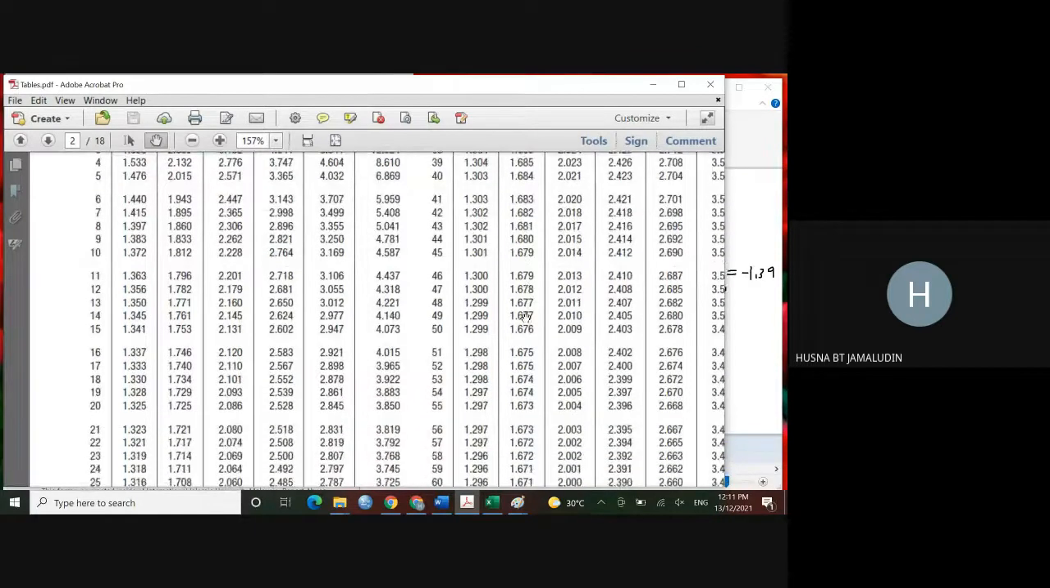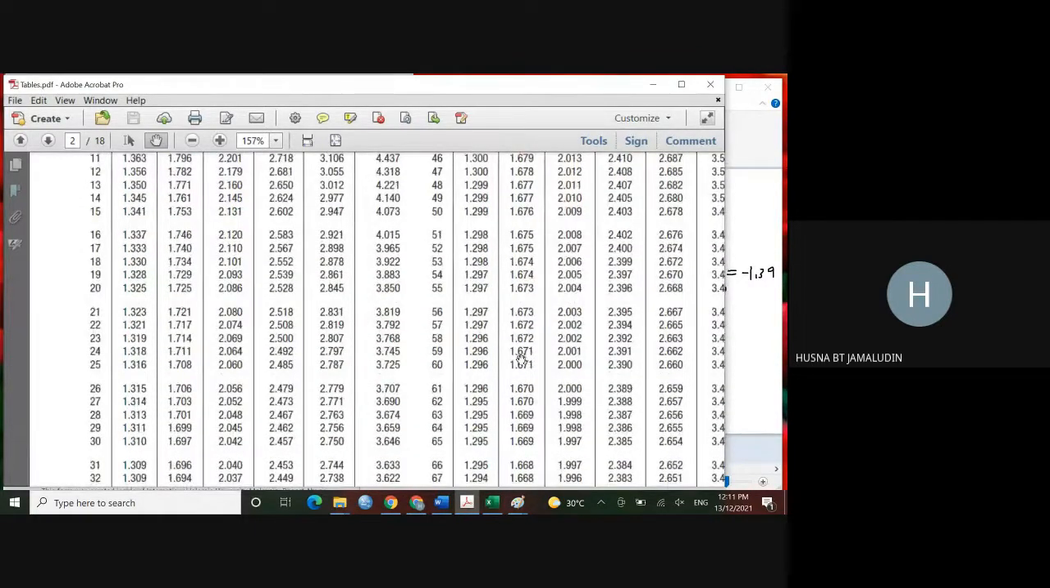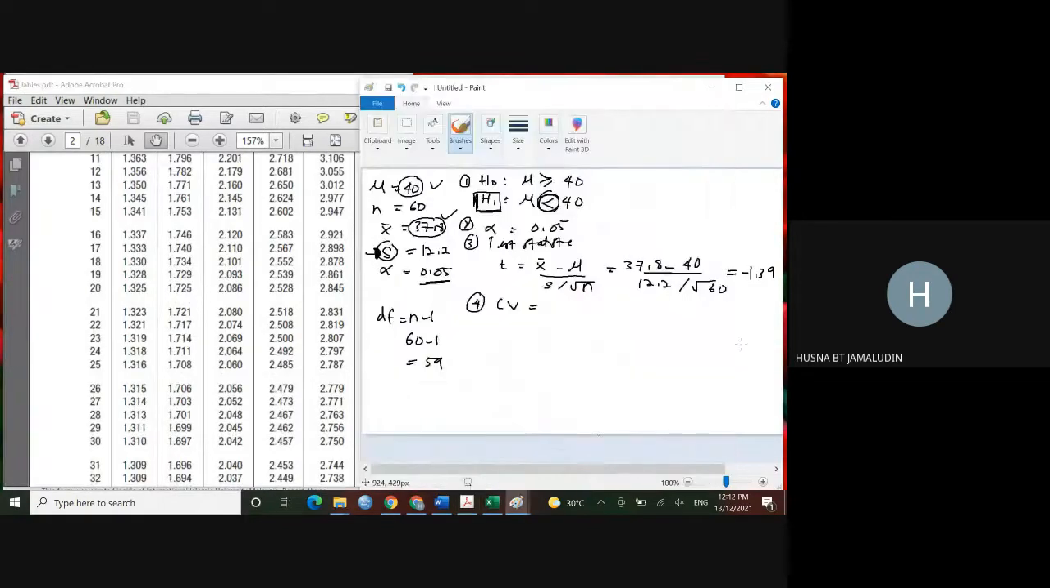Let me scroll down. Where is it? 59, which is 1.671. Is that all for CV? Yes, you have to draw a diagram. Before you draw a diagram, if I didn't make a diagram, is that okay? It's fine, as long as you know where is the area. The diagram just helps you to show which area is inside the rejection region or outside the rejection region. That's fine. Totally fine.